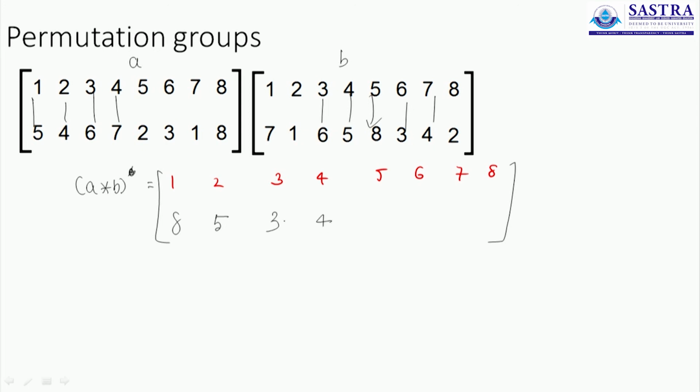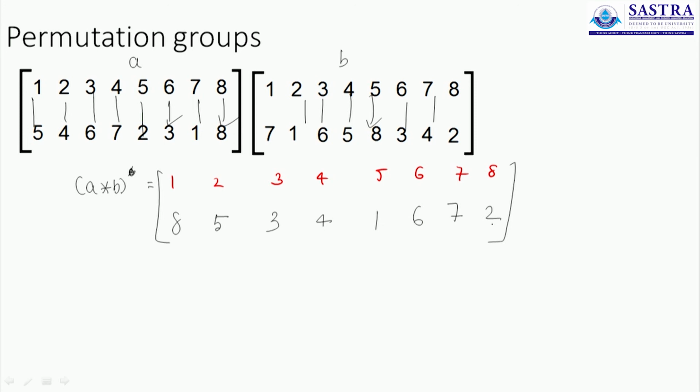so 4 is 4. 5 to 2, 2 to 1, so 5 is 1. 6 to 3 and 3 to 6, 6 is 6. 7 to 1 and 1 is 7, so 7 goes to 7. 8 goes to 2 and 2 goes to 8, so 8 goes to 8 and 8 goes to 2. So that is your A star B.